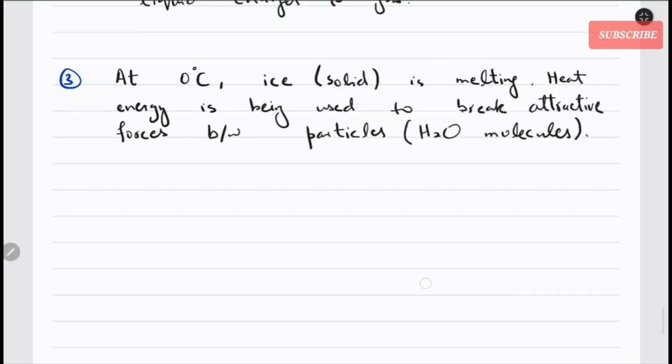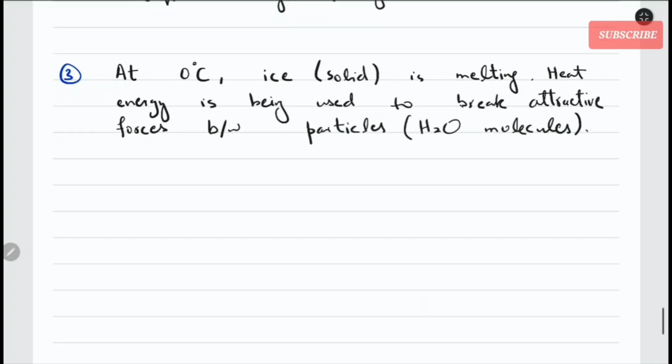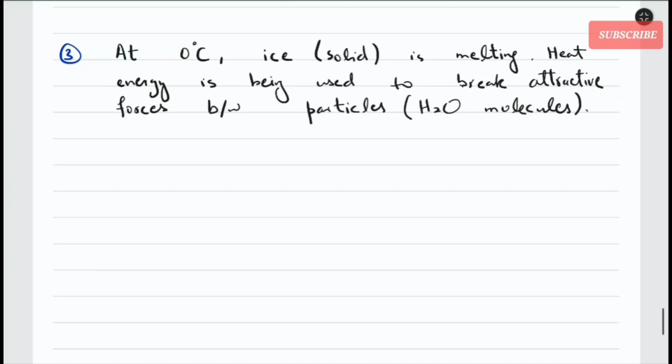So very easy. Even though we are heating it, the temperature is not changing, and almost all the heat energy is being used to break the attractive forces. We will discuss what kind of attractive forces those are in the future. So most of the energy is used to break the attractive forces between the water molecules, all right? So that the solid is being changed into liquid.